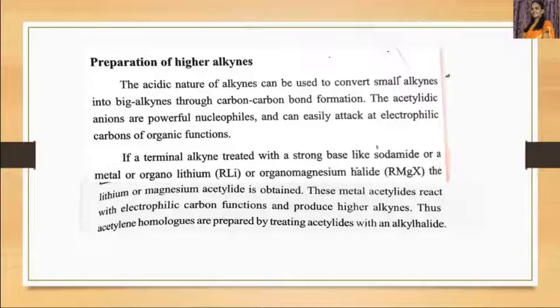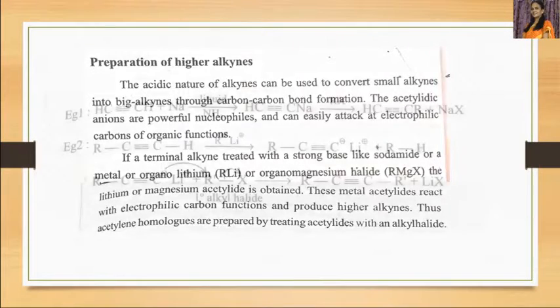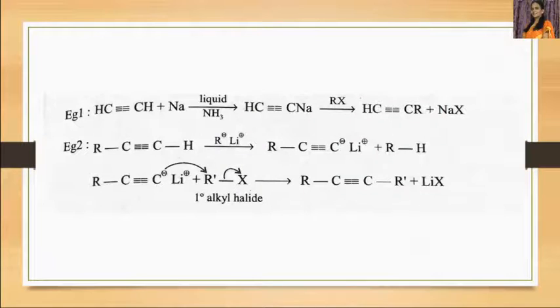So, homologue in the sense, a higher member of that alkyne series can be prepared with the help of acetylides when they are treated with alkyl halides to increase the carbon chain length. Okay, now let us see the example. Then we can easily understand what is happening.